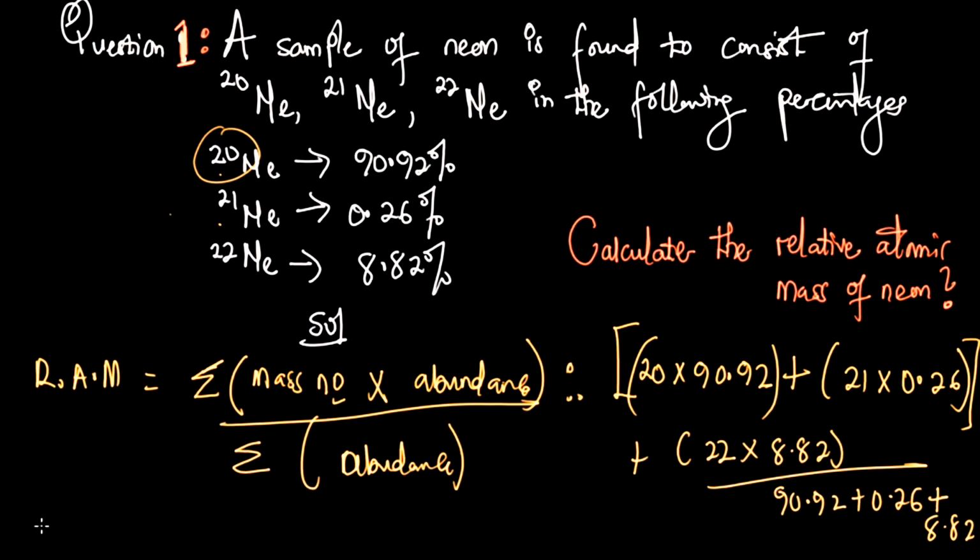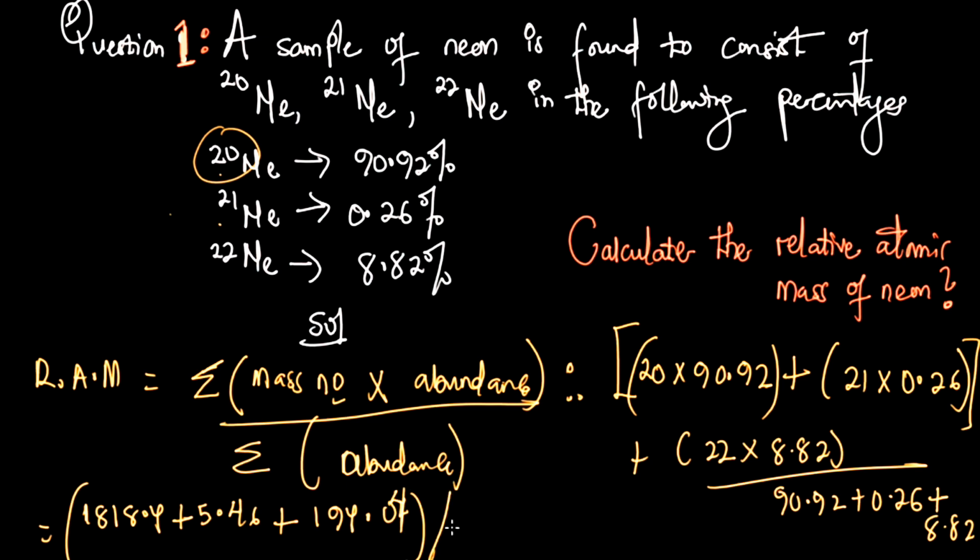So this therefore becomes 1818.4 plus 5.46 plus 194.04, all over 100. So we have our answer to be 20.18.